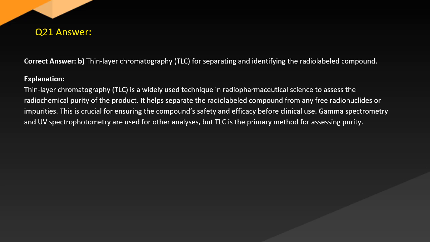Answer. Correct answer B. Thin layer chromatography (TLC) for separating and identifying the radiolabeled compound. Explanation. Thin layer chromatography (TLC) is a widely used technique in radiopharmaceutical science to assess the radiochemical purity of the product. It helps separate the radiolabeled compound from any free radionuclides or impurities. This is crucial for ensuring the compound's safety and efficacy before clinical use. Gamma spectrometry and UV spectrophotometry are used for other analyses, but TLC is the primary method for assessing purity.